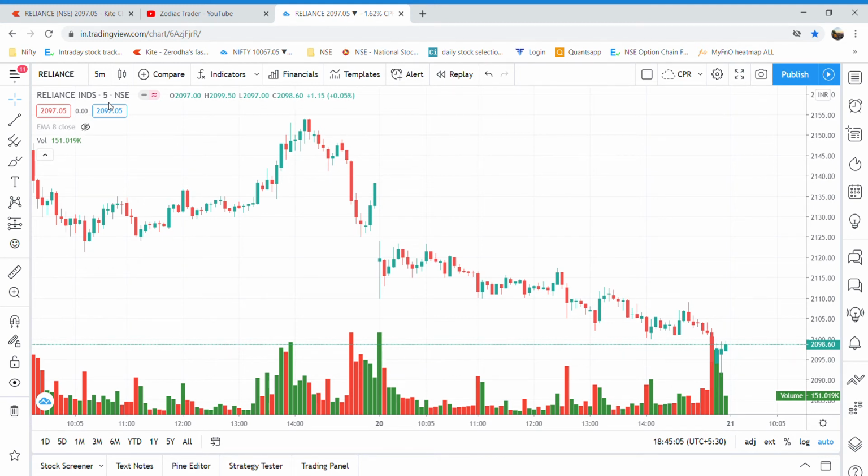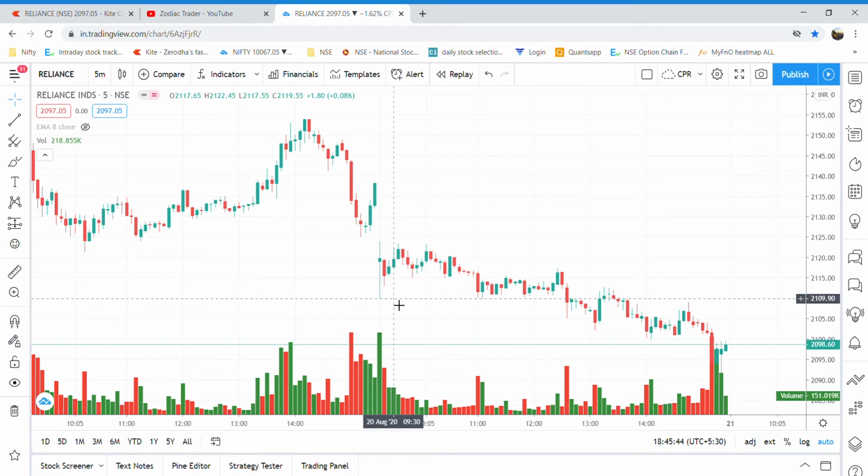So what we need to do is look for two consecutive bullish bars and two consecutive bearish bars. When I say two consecutive bullish bars, I mean a higher high, a higher low, and a higher close. As we can see over here in today's Reliance 5-minute chart, we find two consecutive bullish bars. Okay, so as I said, higher high, higher low, and a higher close.